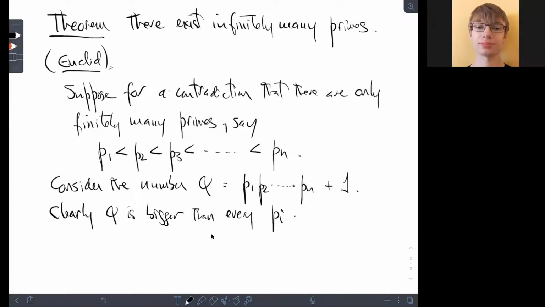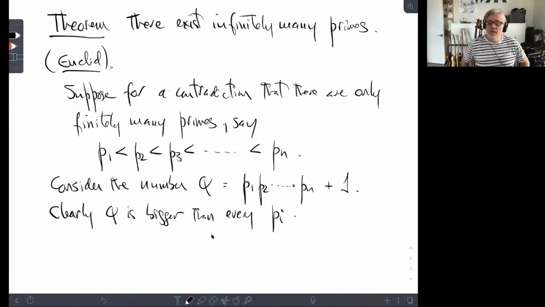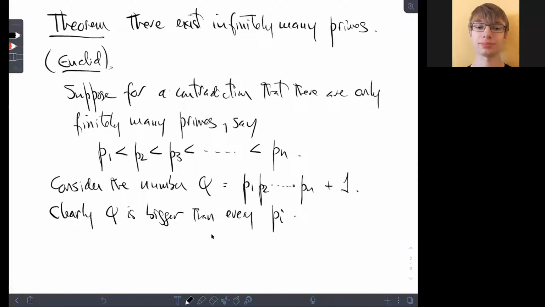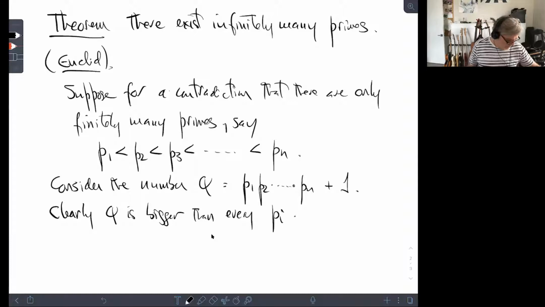So the negative numbers aren't primes? Sorry? The primes are only the positive numbers. Yeah, everything is positive here. Okay.